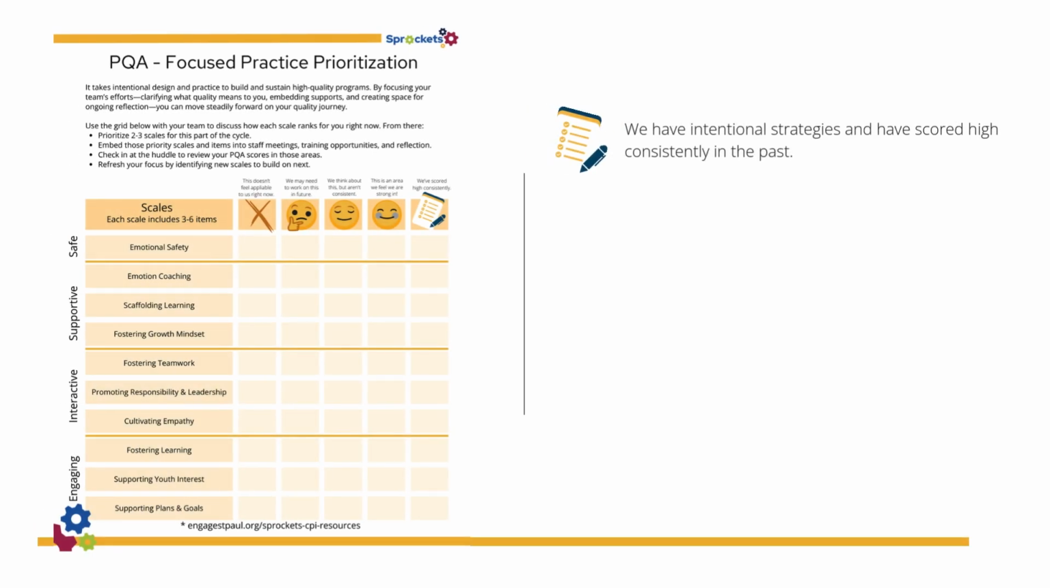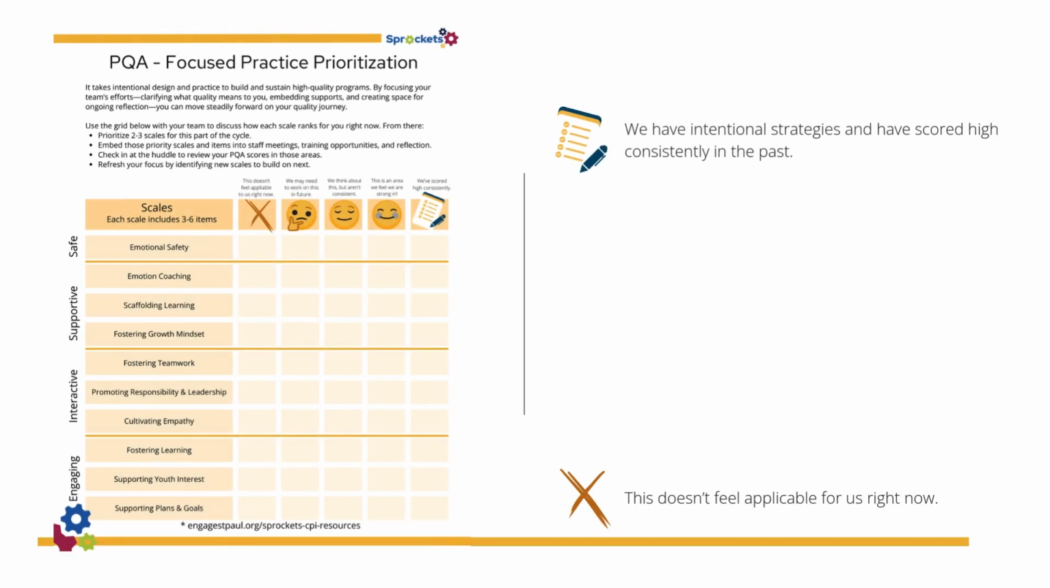At the top right, there's a space for programs who have been using the PQA, have had observation experience, and have read their reports. If you know that there are certain scales that you already have embedded in your program, you've seen that in your reports, you don't need to focus on them necessarily this year. That doesn't mean you stop doing them. It just means that you can shift your energy to focus on other areas.